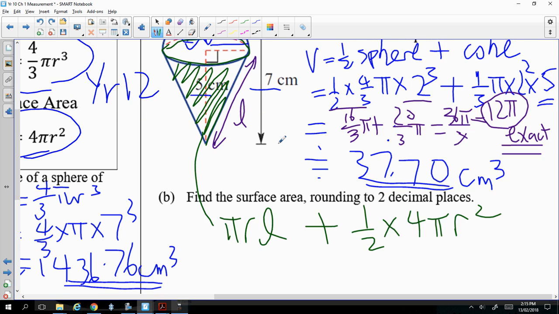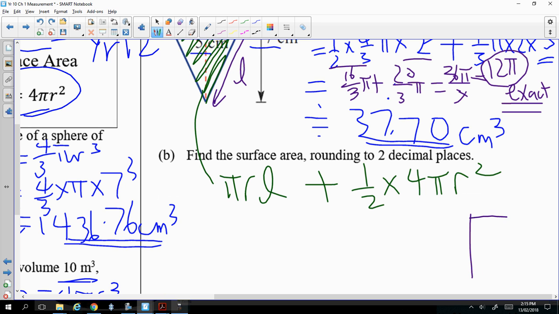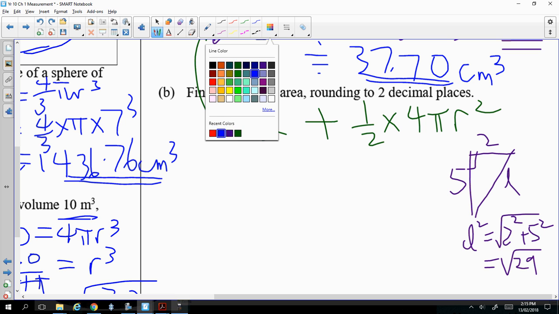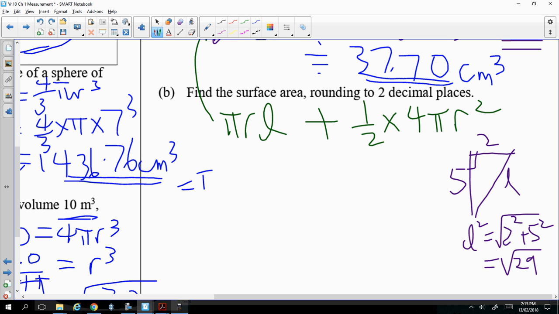The triangle is 5 and 2, and that's l. Using Pythagoras, l squared equals 2 squared plus 5 squared, which is 4 plus 25, so l is root 29. Then you can just use the formula. Remember, r is 2, so you go pi times 2 times root 29. That's the curved surface area of the cone, plus half times 4 times pi times 2 squared.